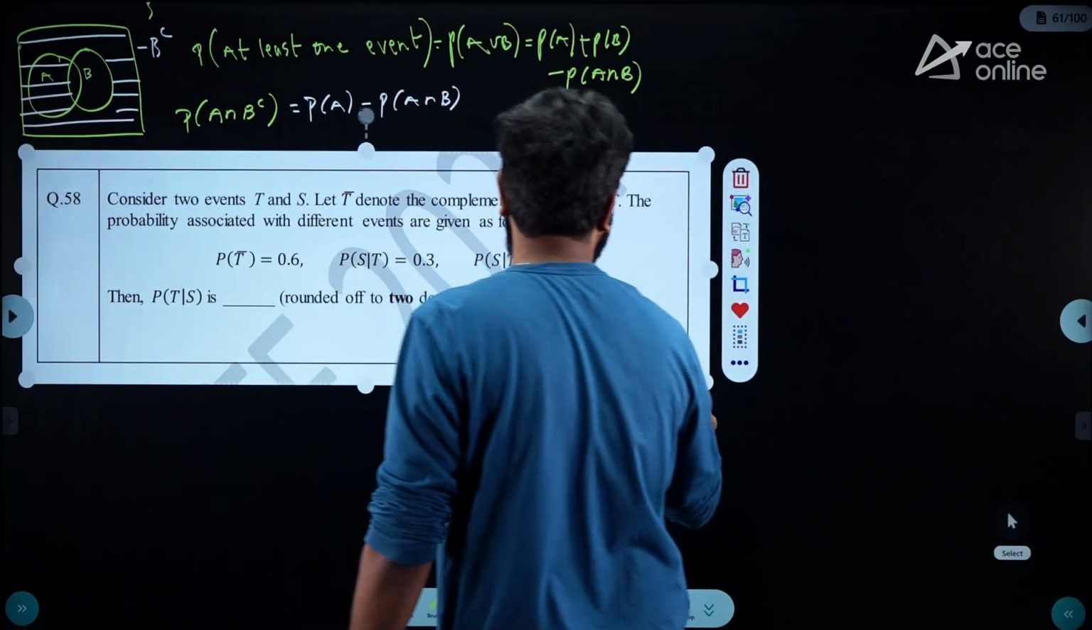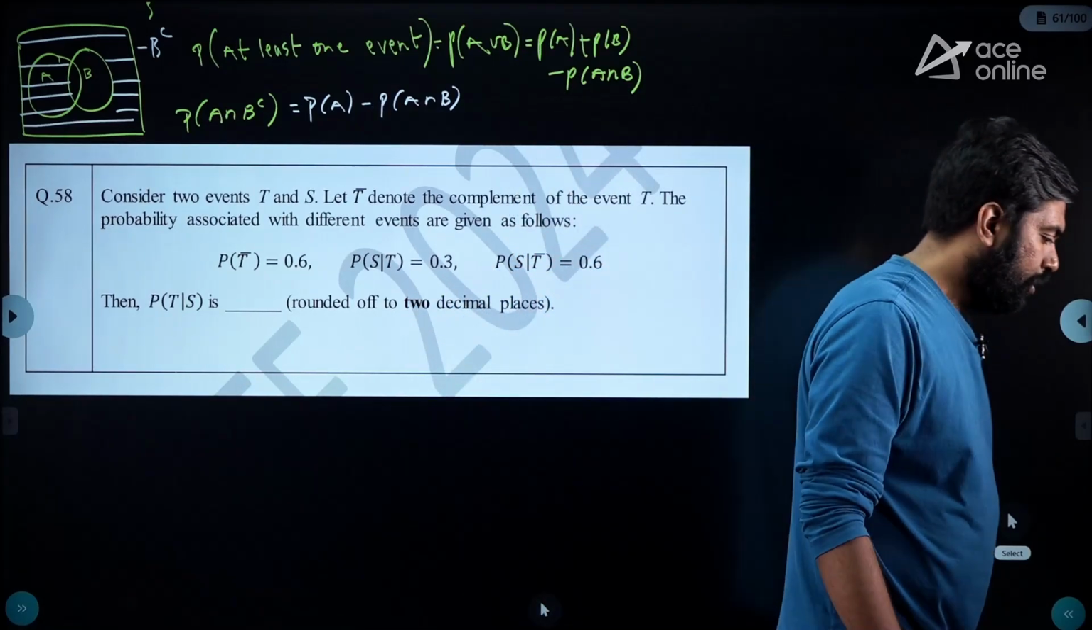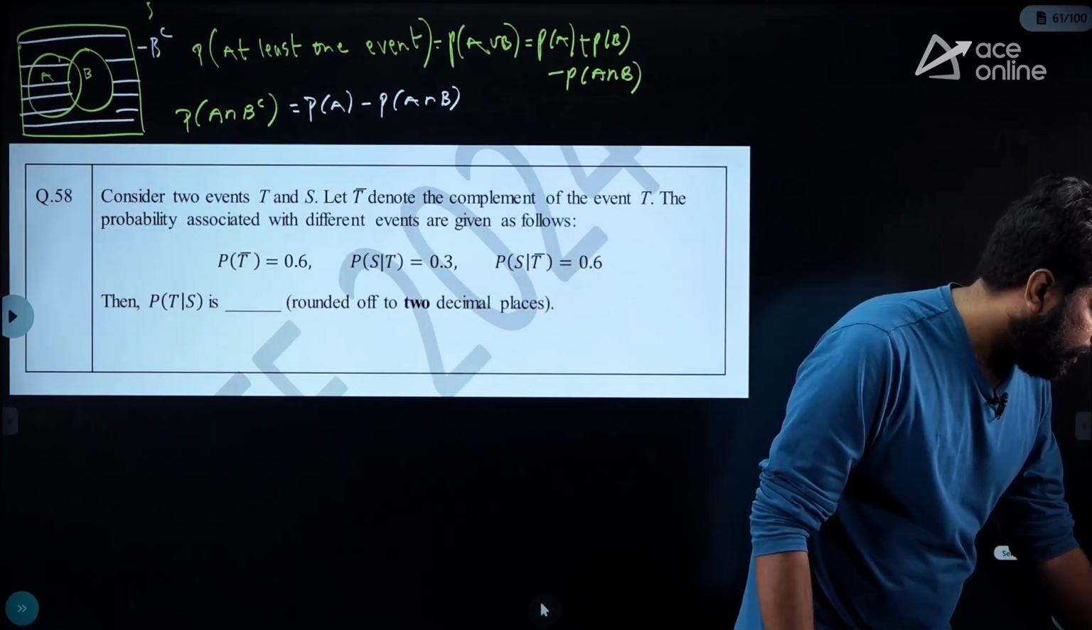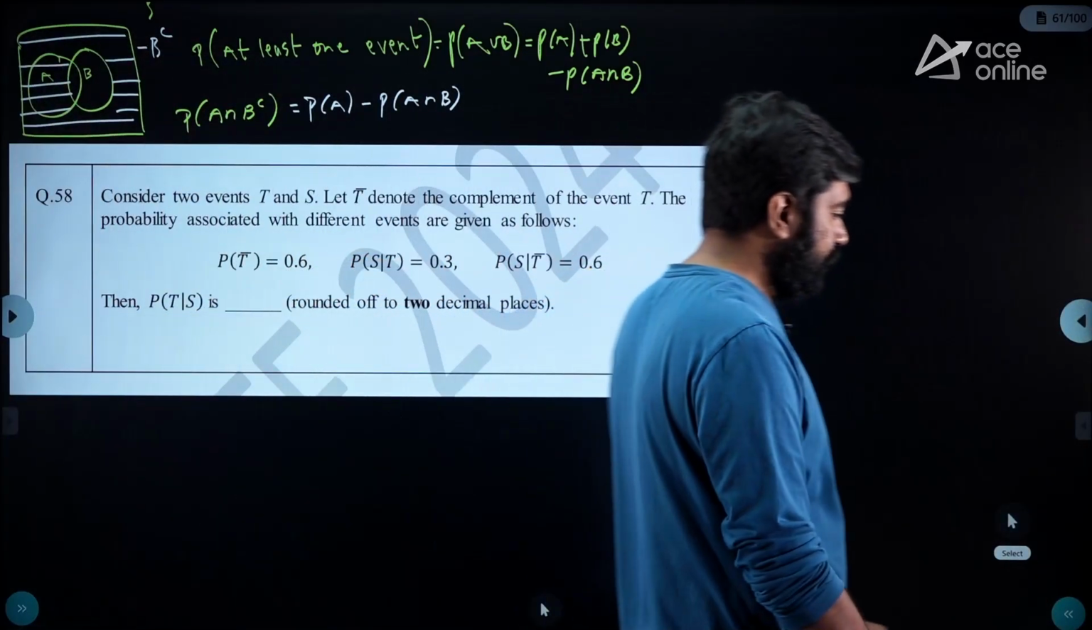Can you people solve this and give me the answer? Hope this is visible to all of you. Come on, please solve this and give me the answer. So, looks like some of you have already answered it.